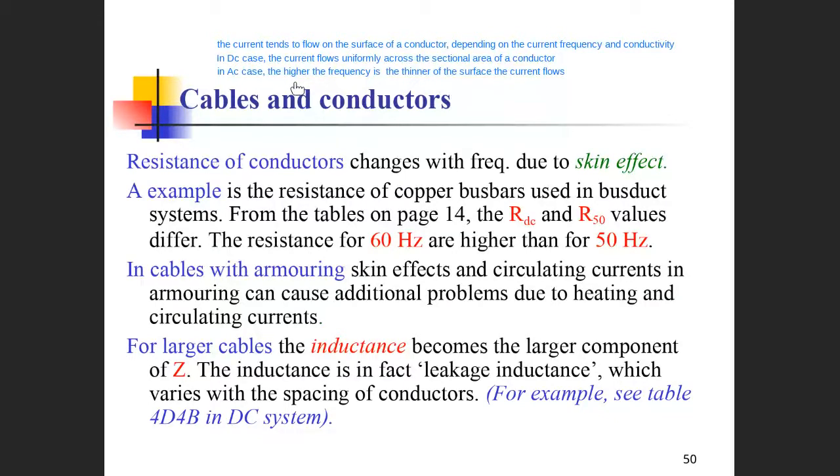So in the AC circuit, when the frequency is very high, the surface part of the conductor carrying current is very thin. The thinner the surface in which the current flows, that is the skin effect. As a result, because the resistance depends on the effective cross-section area, as you know.